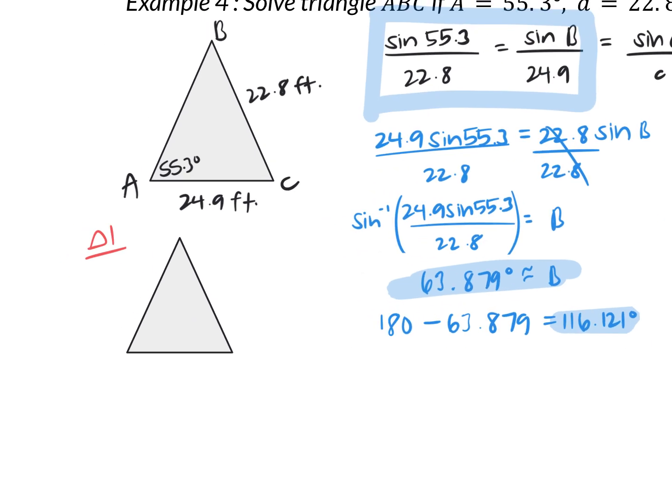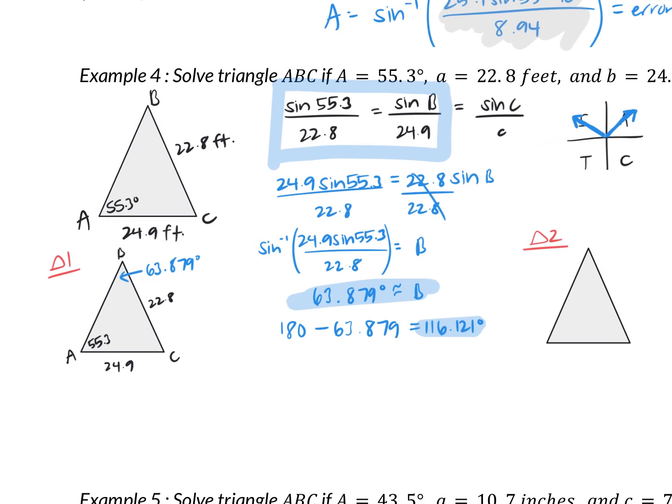So my stuff that I was given originally stays the same. So 55.3, 22.8, and 24.9. The only thing that's going to be different in these two triangles to start is that this is 63.879 degrees in this triangle. And in the other one, it's going to be 116.